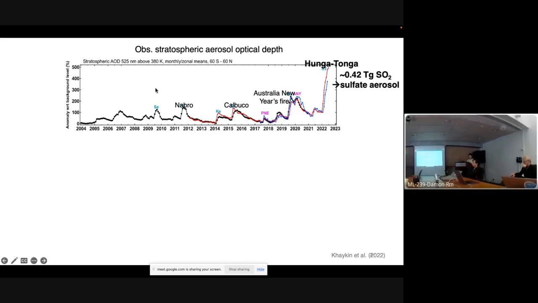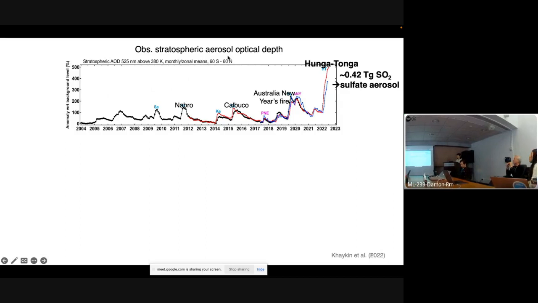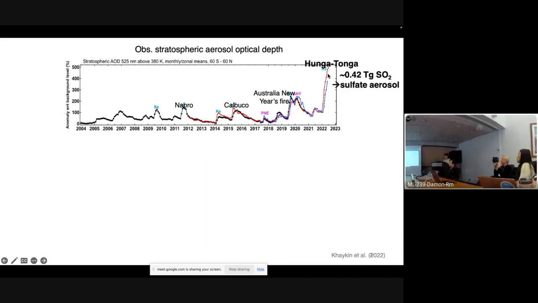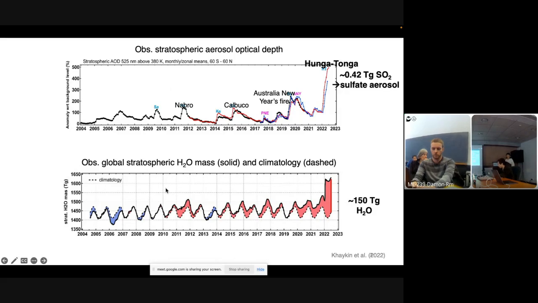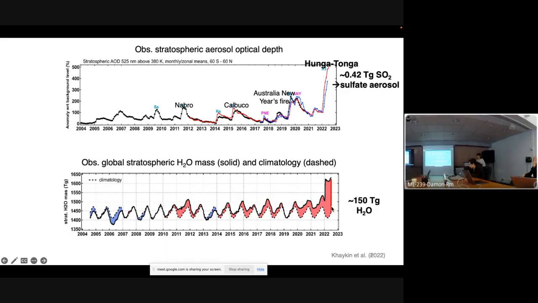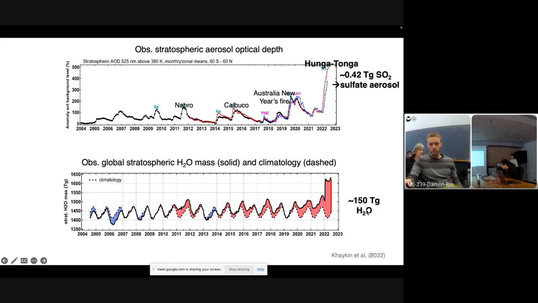If you look at this observation showing the stratospheric aerosol index, you see that Tonga induced more aerosol than any other volcanoes or wildfire events in the last 2 decades. But what makes Tonga so exceptional is the large amount of water vapor that got into the stratosphere at this time. If you look at this panel below showing the observation of the total stratospheric water vapor burden, you can see that Tonga has induced an overall increase of 10% in stratospheric water vapor. That is something we've never seen before in the satellite era.